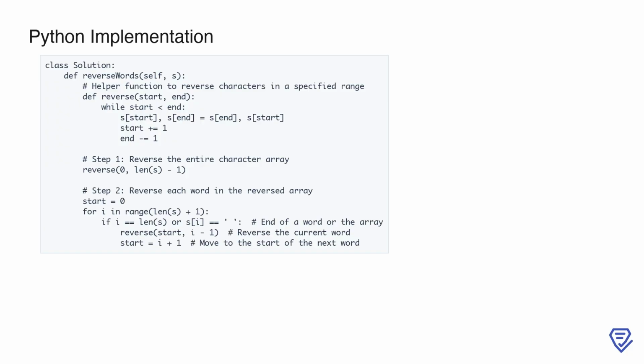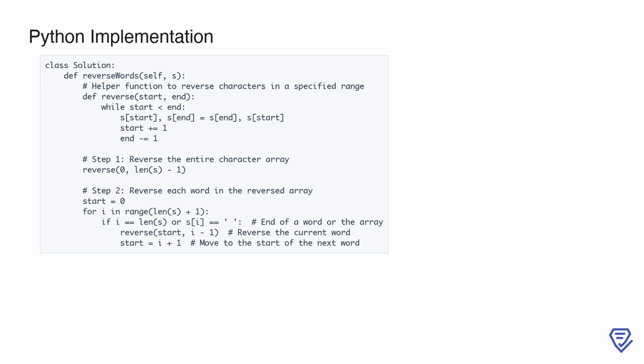The solution begins by defining a helper function, reverse, which reverses the portion of the array between two indices, start and end. This function swaps characters symmetrically from the edges inward until the midpoint is reached. The first step is to reverse the entire character array. This effectively reverses the order of all characters, including spaces, which places the words' characters in reverse order but also reverses their positions. The second step is to reverse each word individually.